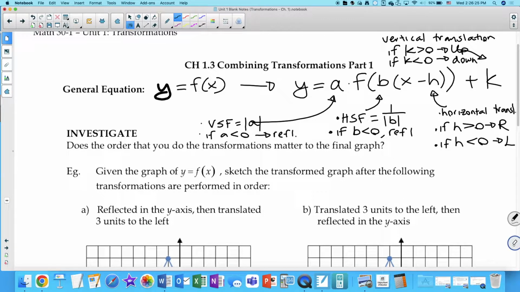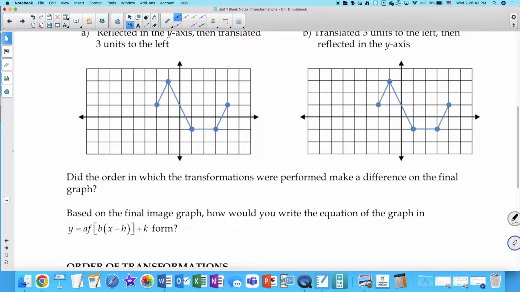Although this one says translated 3 units to the left, then reflected in the y-axis. So if you're given a description that has order, you have to follow that order. But if you're just given this equation, then there is an order that must be followed, and it has to do with order of operations, BEDMAS. Stretches and reflections involve a multiplication. Translations means you're moving it left or right, so you're adding so many units to the x value and so many units to the y value, so those get done second.